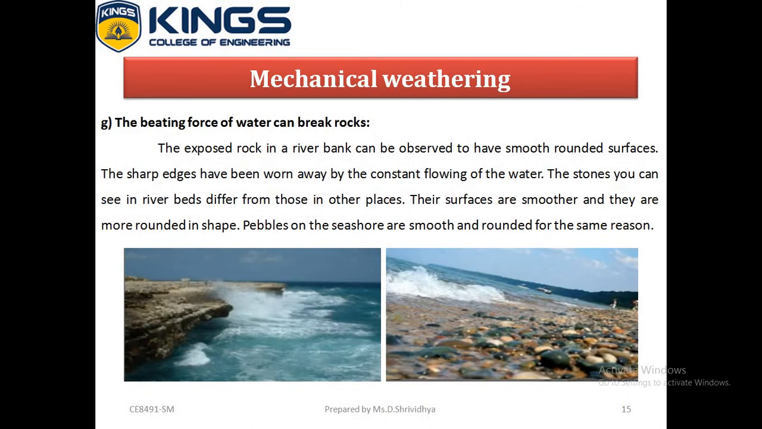Next one is the beating force of water, which can break the rocks. The exposed rock in a river bank can be observed to have smooth rounded surfaces. The sharp edges have been worn away by the constant flowing of water. The stones you can see in the river beds in the picture differ from those in other places. Their surfaces are smoother and they are more rounded in shape. Pebbles on the seashore are smooth and rounded for the same reason.